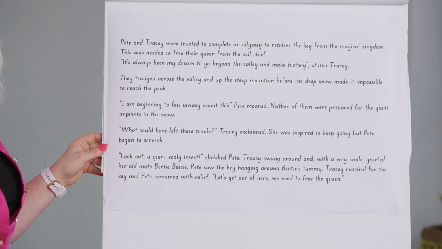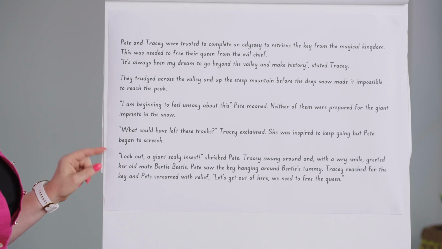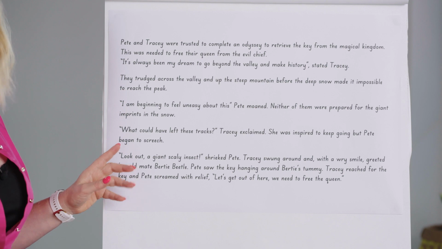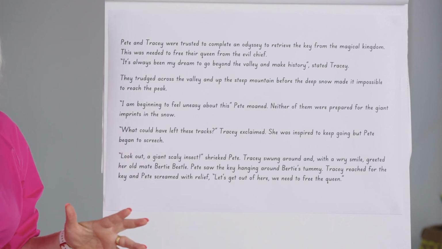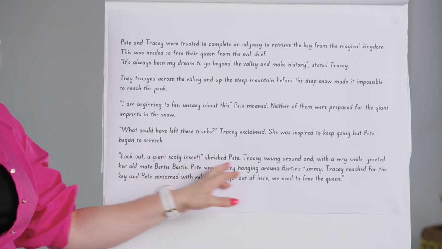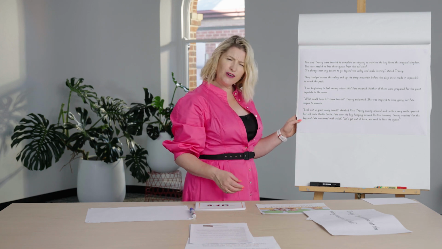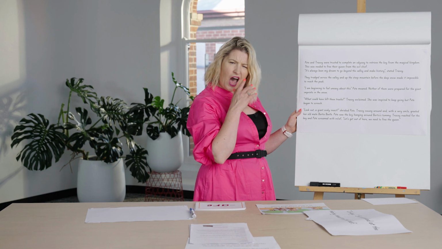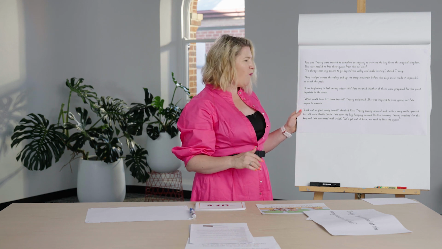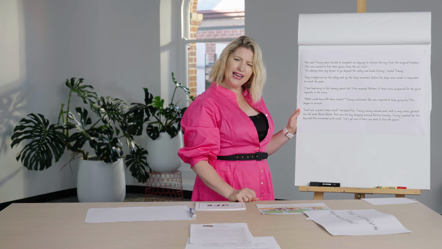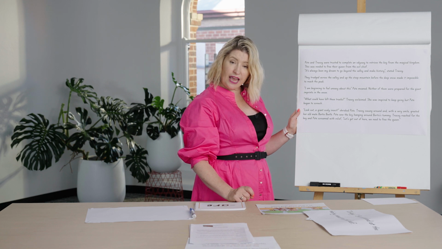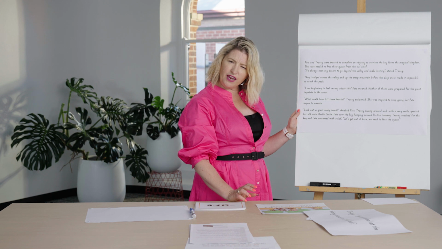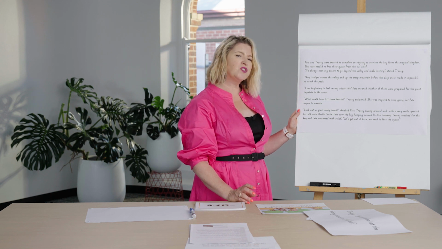Okay, how about at the end? Tracy turns around. So Pete shrieks, "Look out, a giant scaly insect," and he's really scared. And Tracy swung around with a wry smile. Can you remember that wry smile? It's kind of like a half, like a crooked smile. Why do you think Tracy's smiling there? Pete's really scared, and then Tracy turns around with a little bit of a smile on her face, a wry smile. We might even call it a smirk.